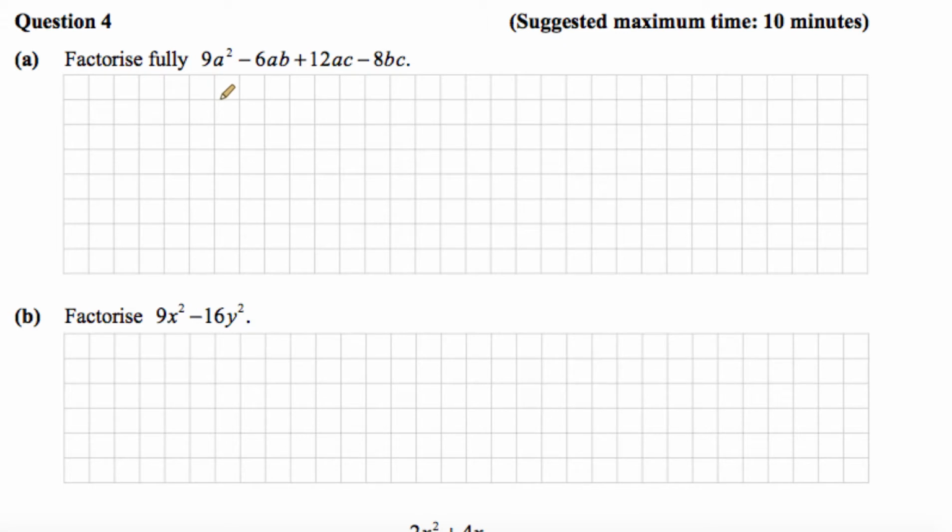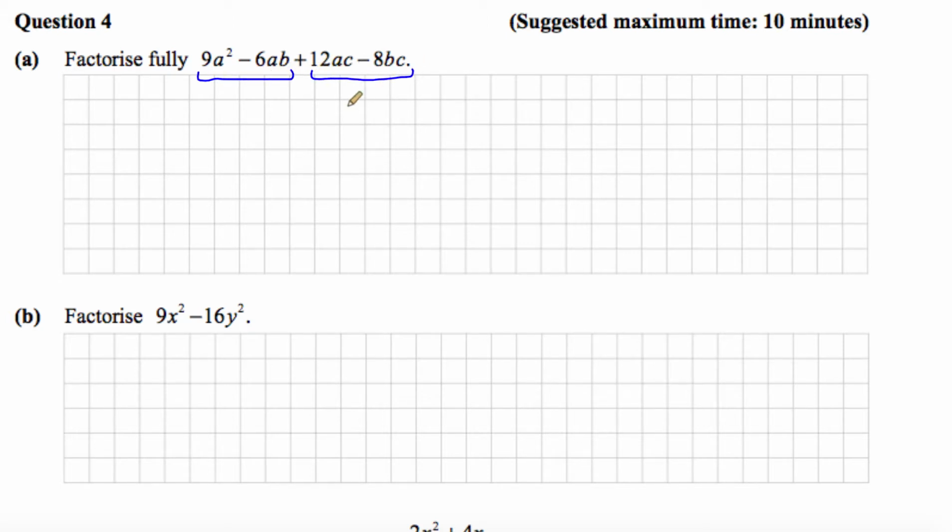Okay, so when we're factorising we should first see if there's anything we can divide all the terms by, or anything we can factor out of all the terms. In this case there's nothing that we can factorise out of 9, 6, 12 and 8, apart from 1, which doesn't help, and with the letters a squared, ab, ac and bc, there's nothing we can factor out of all 4. So if you've got an expression with 4 terms, you can always look to try and do it by pairing.